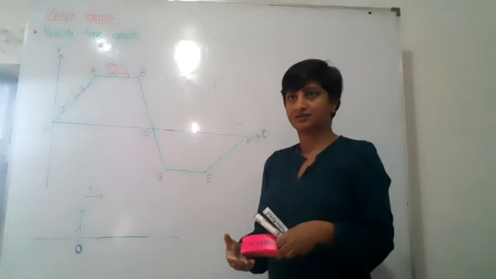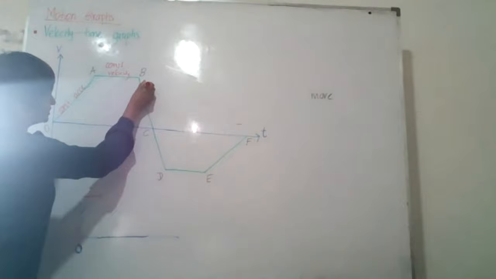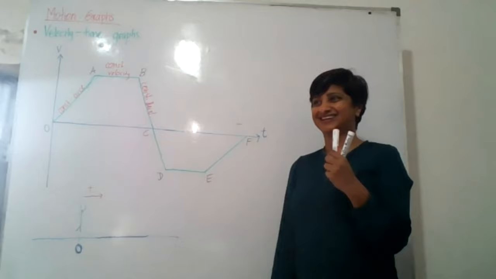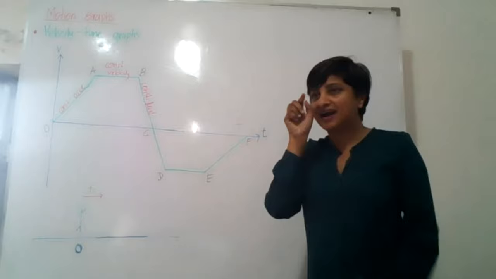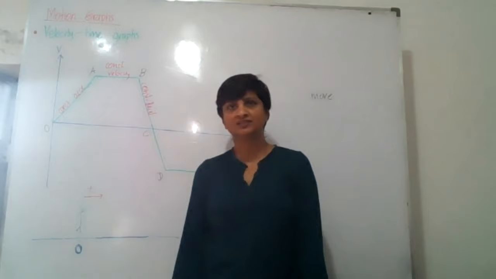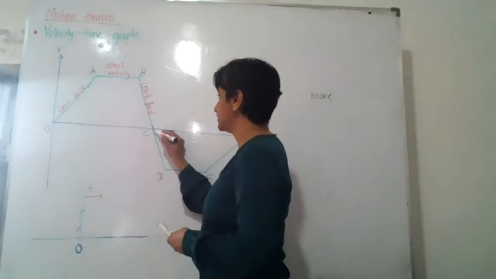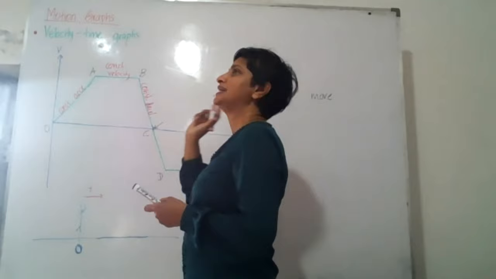Is this clear? Okay. So B to C is constant deceleration. Right? What exactly is happening at C? It comes to zero. It turns the other way. At C, what's happening? What's the velocity at C? Zero. So you stop there, momentarily, for a moment. He stops here at C momentarily.